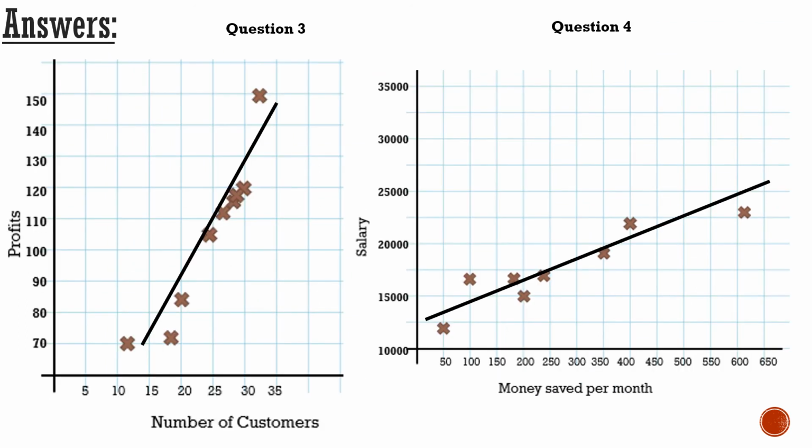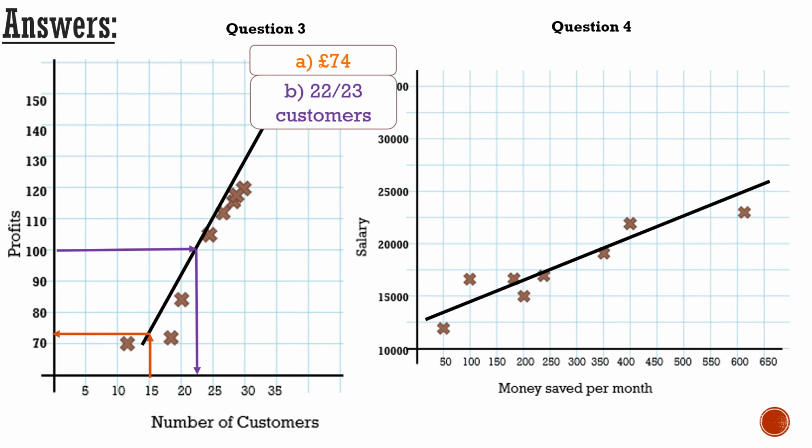Question 3 and 4, again, so we're going to read up from 15 and go across. So I would say that's about £74. But again, as long as you're near-ish to that amount, you get the mark for it. And for B, we're reading across from 100 to our line, going down. So I'd say that was about 22 or 23 customers.